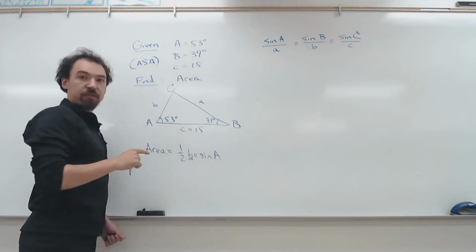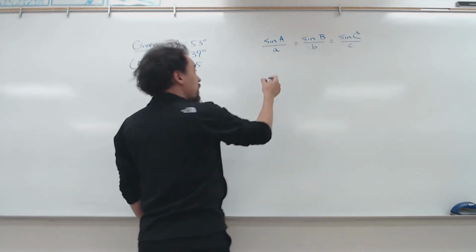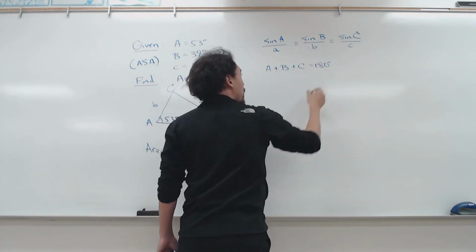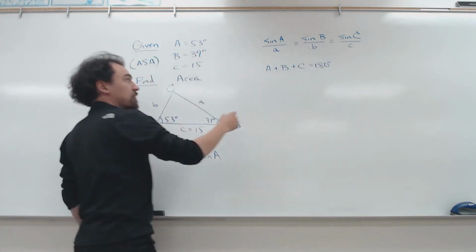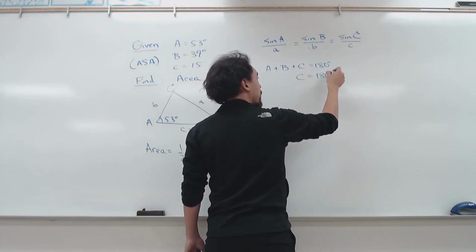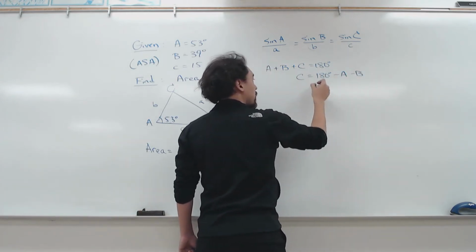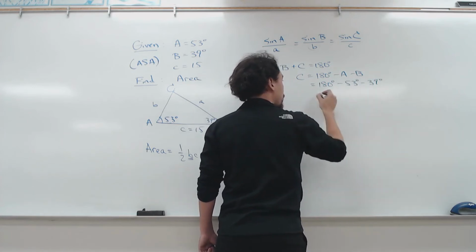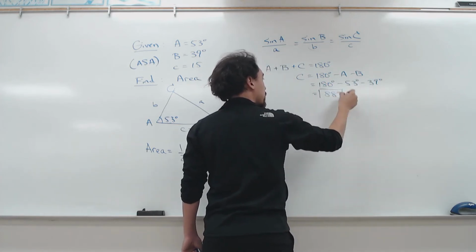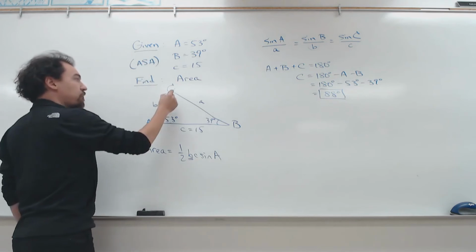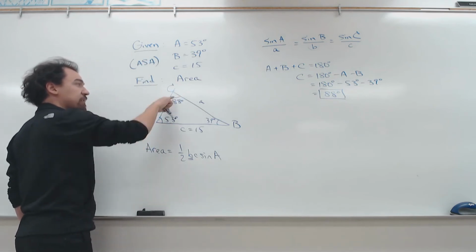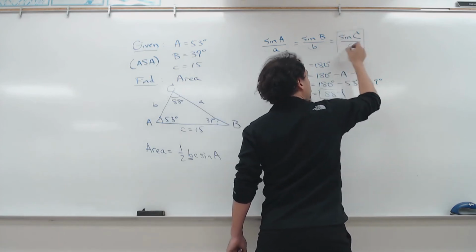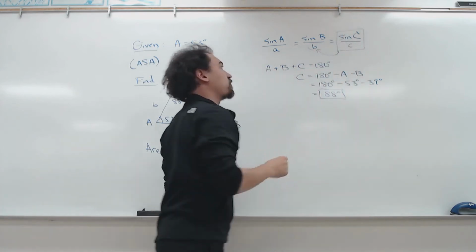I have two angles. And if I have two angles, that means I have them all because they have to add up to 180 degrees. A plus B plus C is 180 degrees, and I'm missing capital C. So we'll say capital C is 180 degrees minus A minus B, which will come out to be 88 degrees. Okay, now we have all of the angles. We realize that we have an angle and the opposite side, which means we have this entire ratio, and we can leverage that to find what we want to find.